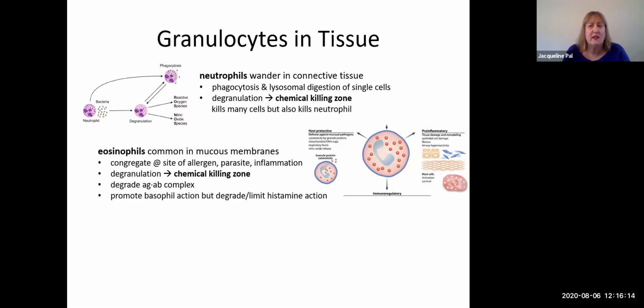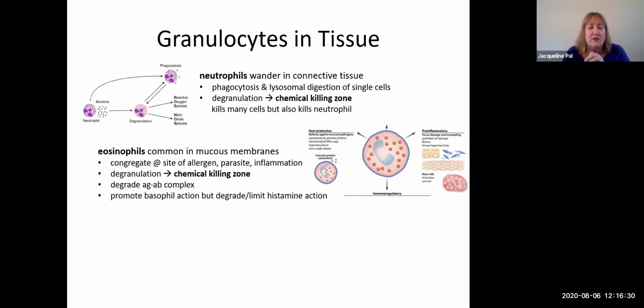And their chemical killing zone also does a couple of other things. It helps break down antigen-antibody reactions. So if an antibody has recognized something that's foreign, it will destroy that.